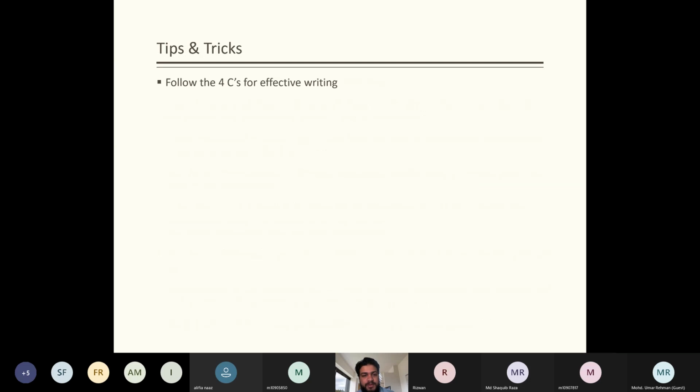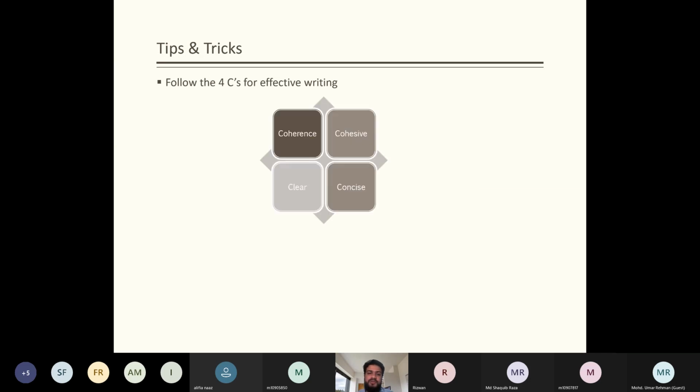Some tips, some of the common tricks: follow the 4 C's for effective writing. What are the 4 C's? Coherent, cohesive, clear, and concise. Whenever you are doing academic writing, you need to be coherent. In the case of a proposal, it should be easy to follow. Your paragraphs should relate to each other, and your sections should relate to each other. You cannot have the methodology section at the end of the proposal because it's impractical and vague. You need to discuss methodology right after the research questions.